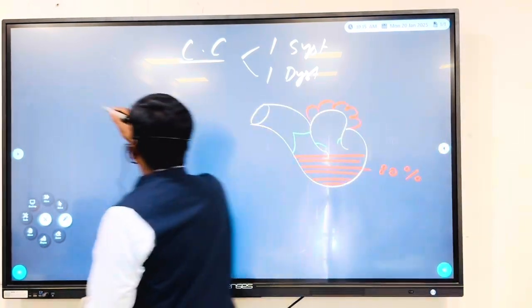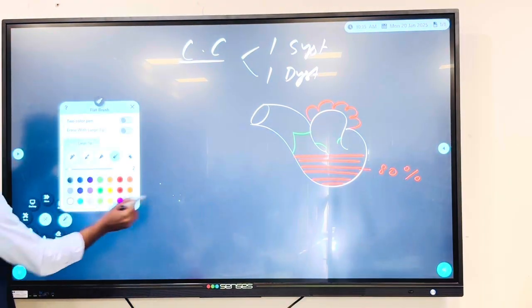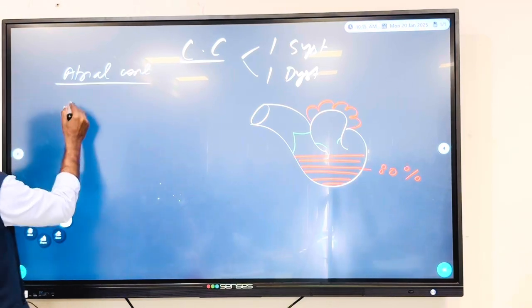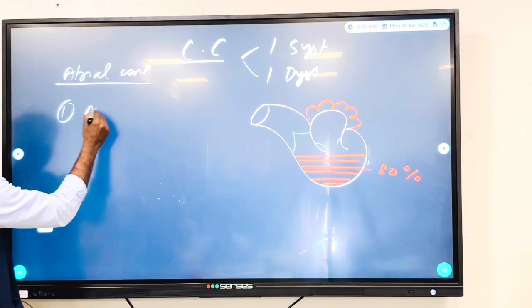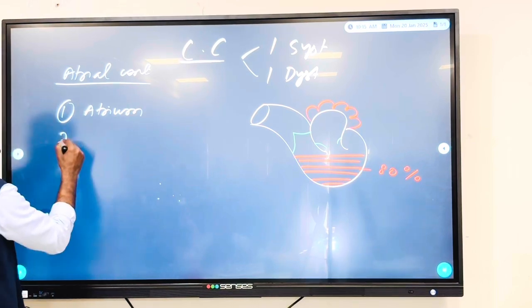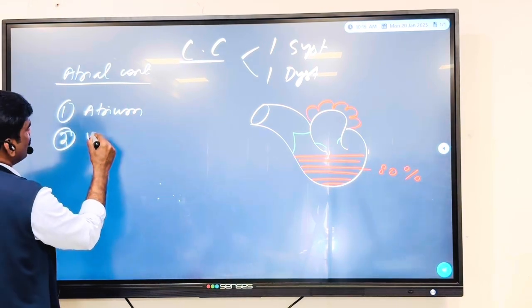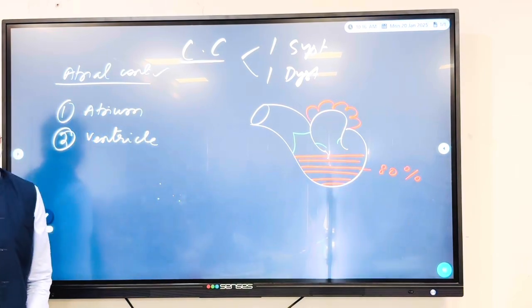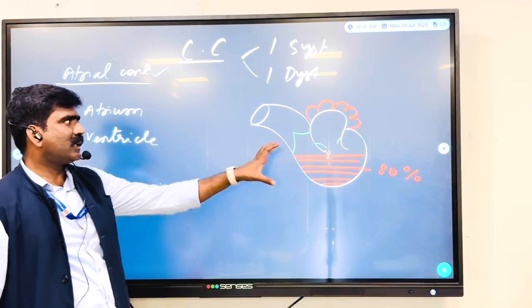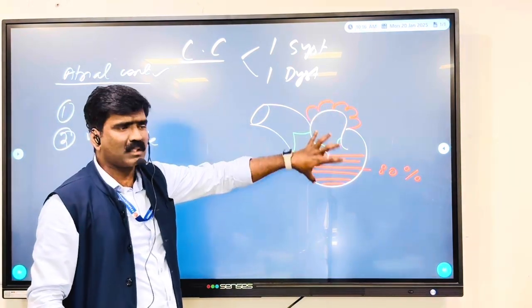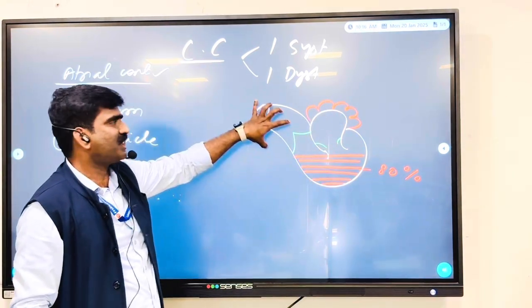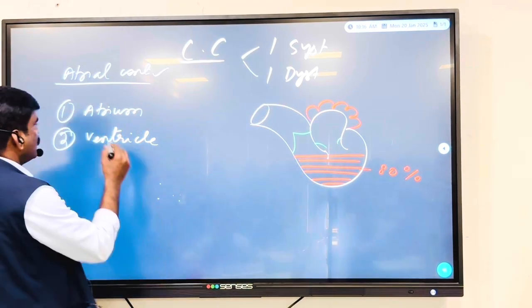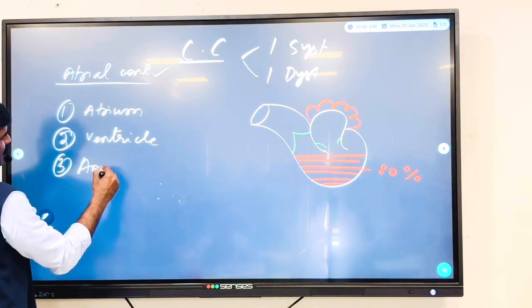So during atrial contraction, we are going to discuss 3 points: what is happening in the atrium, what is happening in the ventricle, and what is happening in the aorta. We are going to discuss these 3 things simultaneously, right?